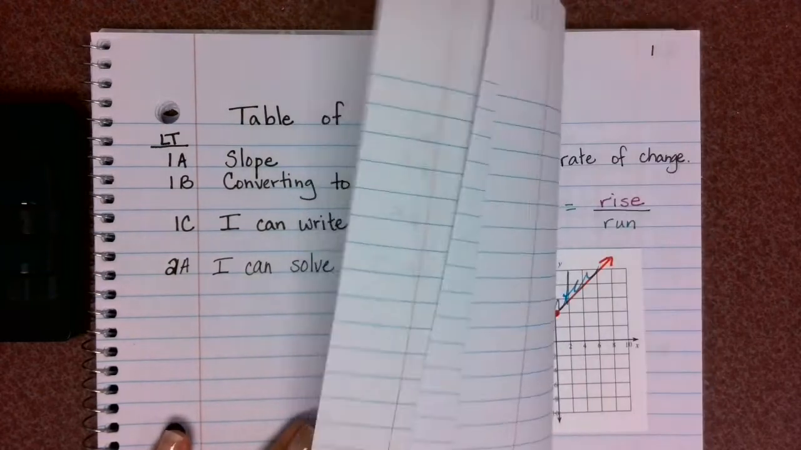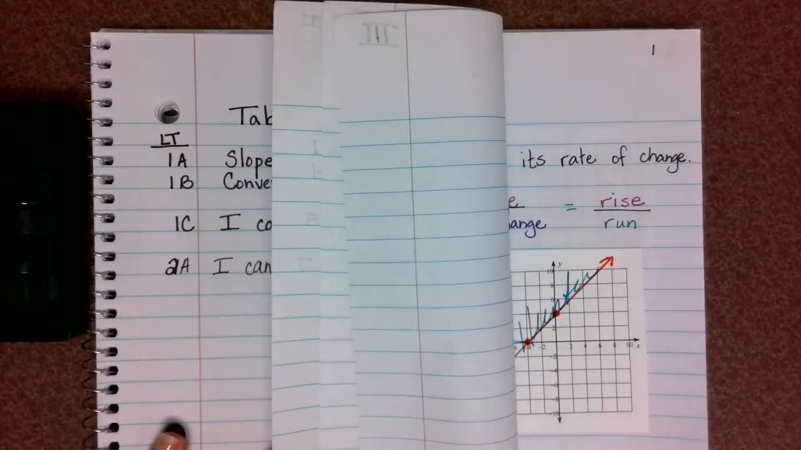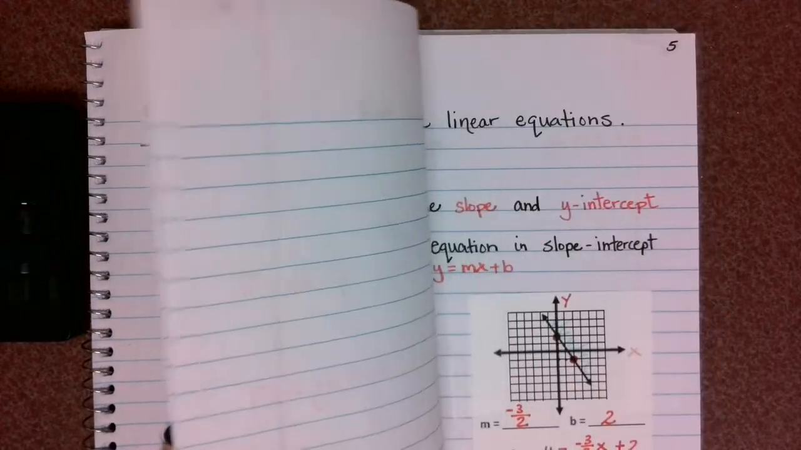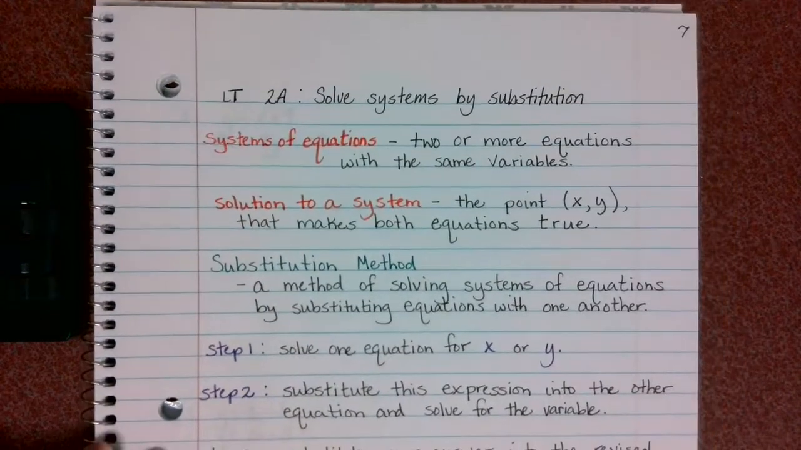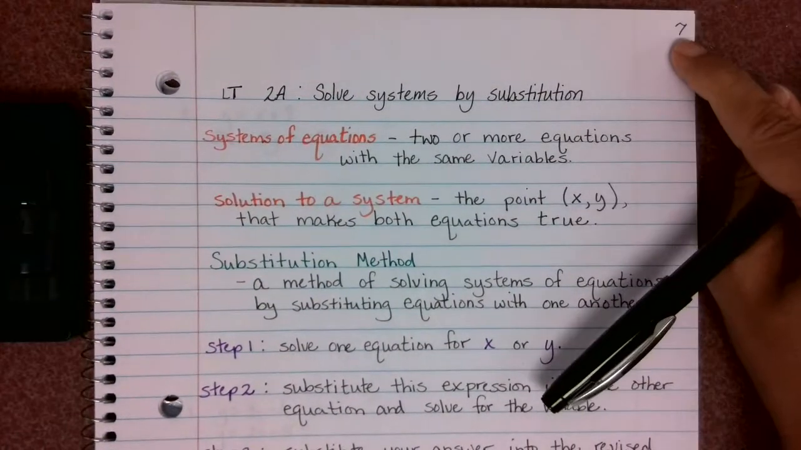And remember, the first 3 pages of your notebook are for your table of contents. Then we start page 1 of our notes. And we're going to go to page 7. Remember, if I write it, you write it. Your notebook needs to look just like my notebook. Go ahead and hit pause so that you can write everything down. Go ahead and put a 7 right here in the corner.